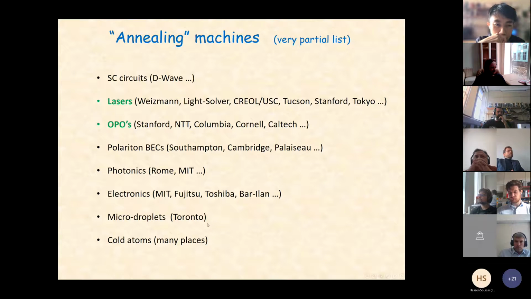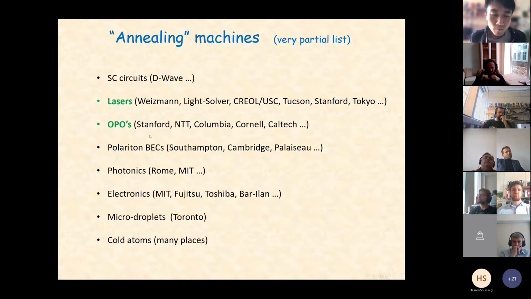And this is part of a general trend of what is sometimes called annealing machines, or quantum annealing, which comes in a large variety of systems. I just named a few of them, even polaritons. But starting with D-Wave, which probably attracted more attention in recent years. Here are the lasers. With Weizmann, LightSolver is a spin-off company of our group, and several other groups are doing coupled lasers, OPOs, as I mentioned, to map the Ising spins, at Stanford, NTT, and several others.